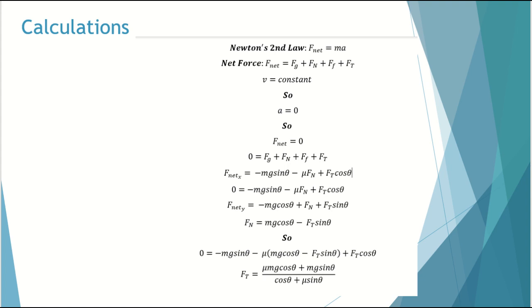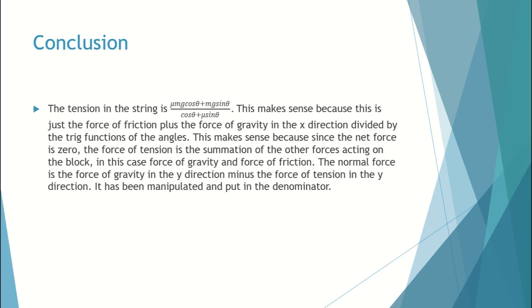And then I summed them in the y direction, which is F net y, you can see there. Using the y direction, I solved for the normal force, which ended up being mg cosine theta minus F_T sine theta. And then I was able to plug that back into the x component equation. And then I got the force of tension to be equal to mu times mg cosine theta plus mg sine theta over cosine theta plus mu sine theta. And in this case, m times g equals the force of gravity, which I think we all know. And then to conclude, the tension in the string is mu mass times gravity cosine theta plus mass times gravity sine theta over cosine theta plus mu sine theta.